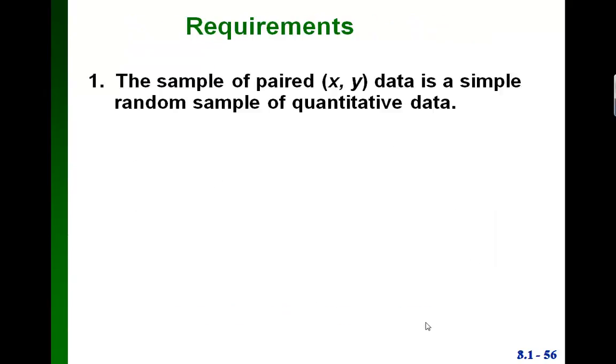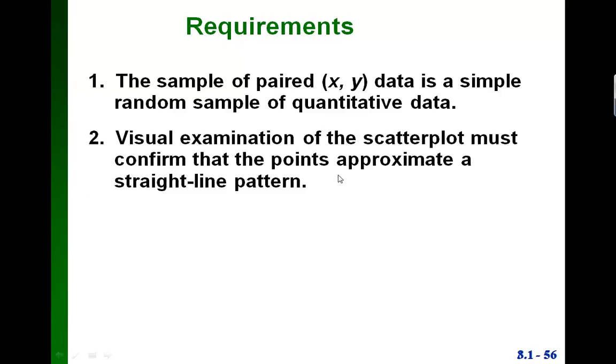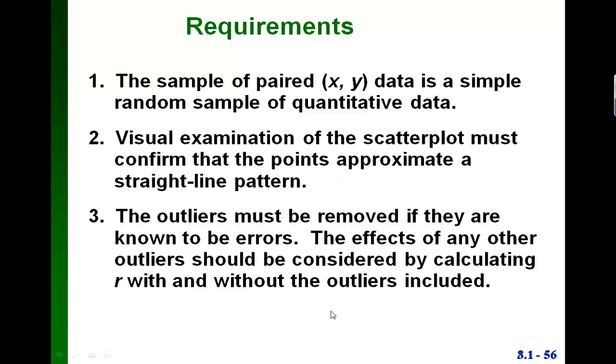The requirements for looking at linear correlations are that we have to have a sample of paired data, it has to be a simple random sample, it has to be quantitative data, and we want to look at the scatter plot and confirm that the points approximate a straight line pattern. If there are outliers, they have to be removed, especially if they're known to be errors. If there are some other types of outliers, we should consider whether to include them or not. One thing we can do is to calculate the R value with and without the outliers.